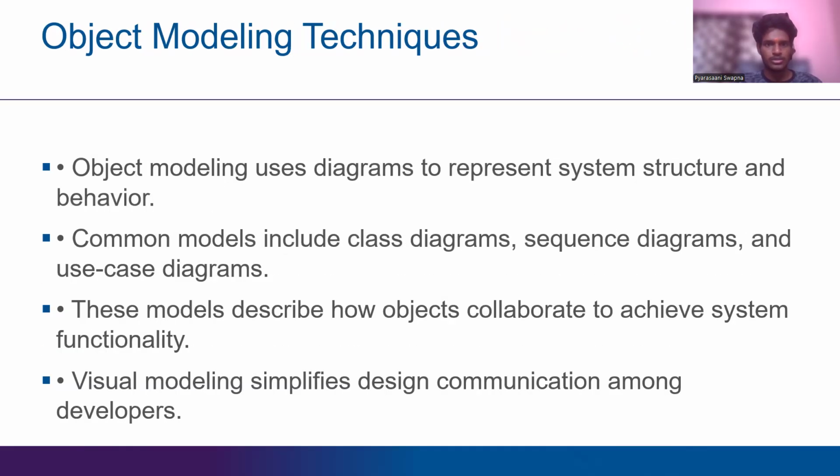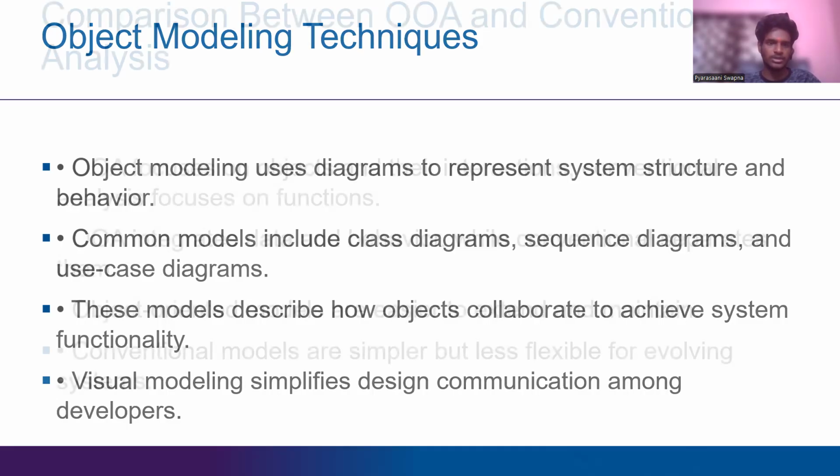Object models use diagrams to represent system structure and behavior. Common models include class diagrams, sequence diagrams, and use case diagrams. These models describe how objects collaborate to achieve system functionality. Modeling simplifies design communication among developers.